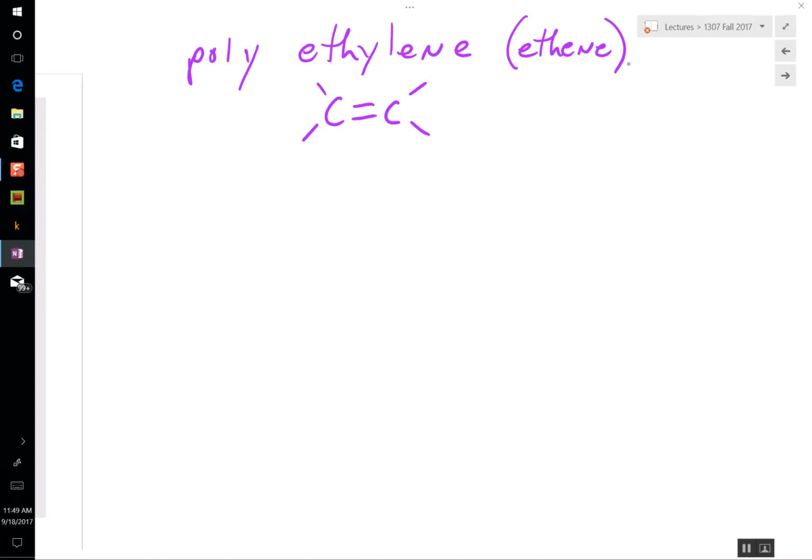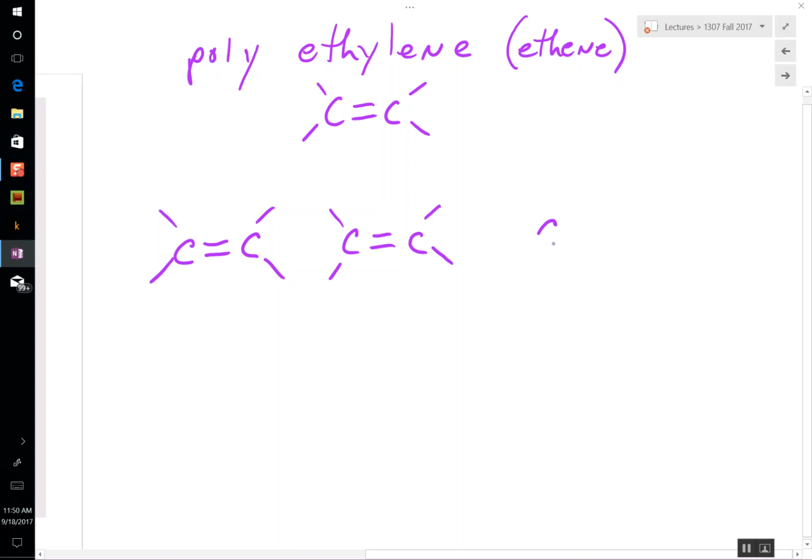Poly means many. The Polynesian islands are many islands. A polymer is many mers. Does that help you? What is a mer? A monomer. So here is our monomer. It's ethylene. Here's another monomer. Here's another monomer. We are going to polymerize that.